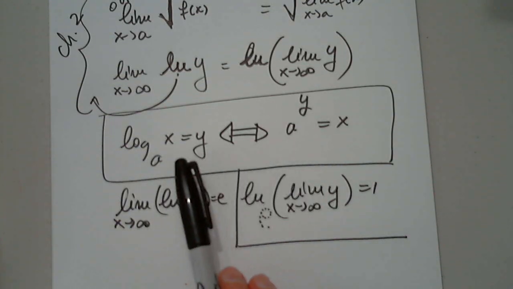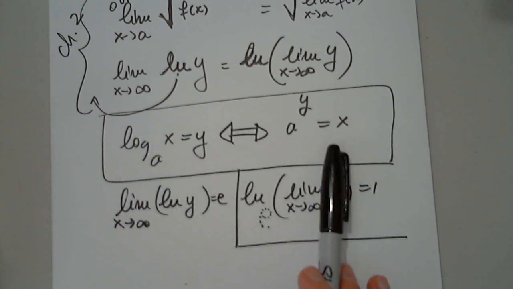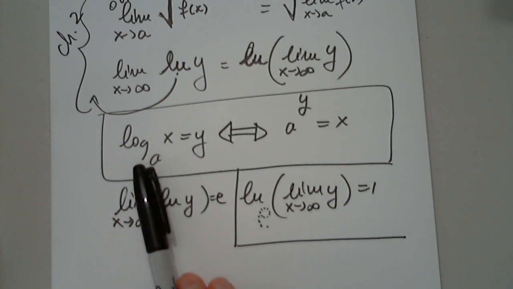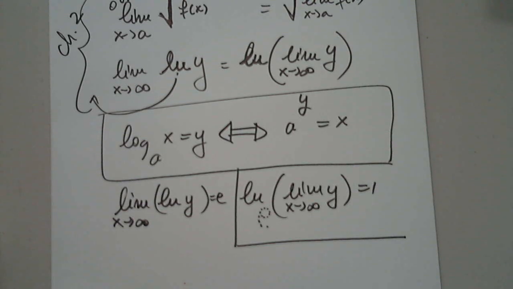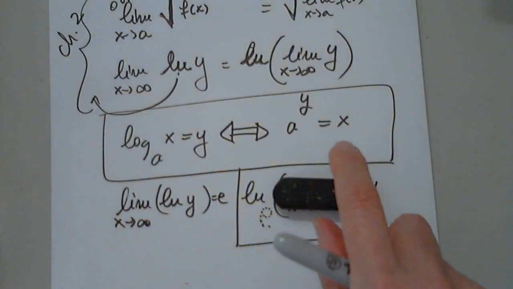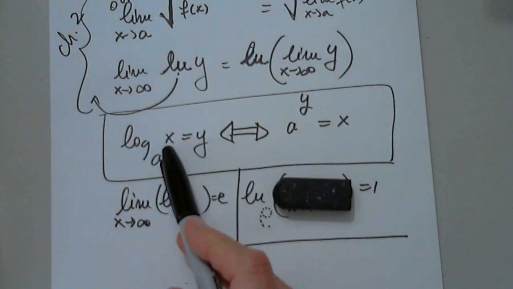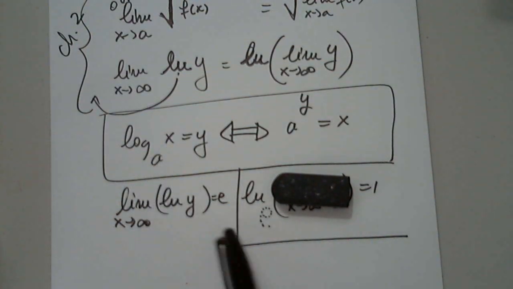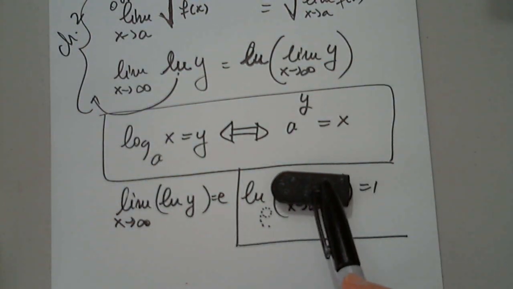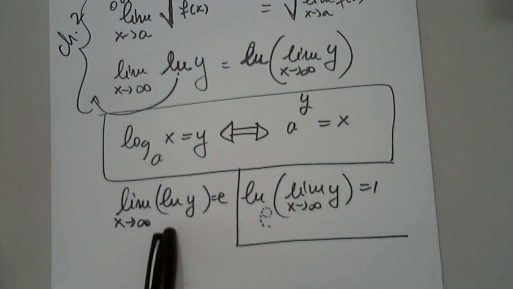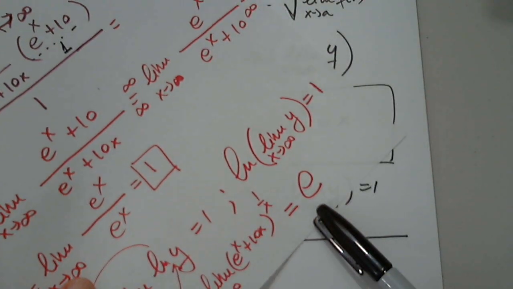From the property that any log equation can be changed into an exponential one and vice versa. So this was a log equation. E raised to 1 equals the inside. That's how we get that. And that's why the answer is E.